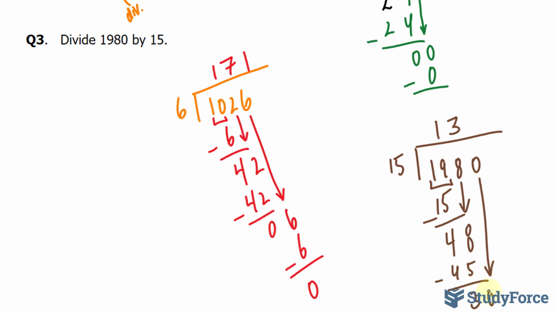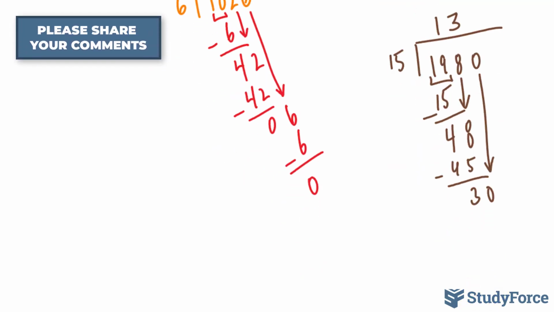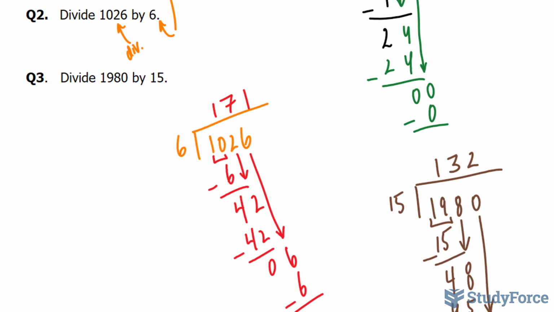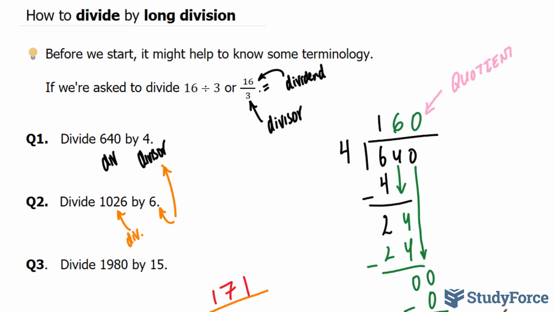And finally, if we bring the 0 down, 15 fits into 30 twice. 2 times 15 is equal to 30. Subtracting these two gives us a remainder of nothing, and our quotient is 132. And so there you have it. 3 examples on how to divide by long division.